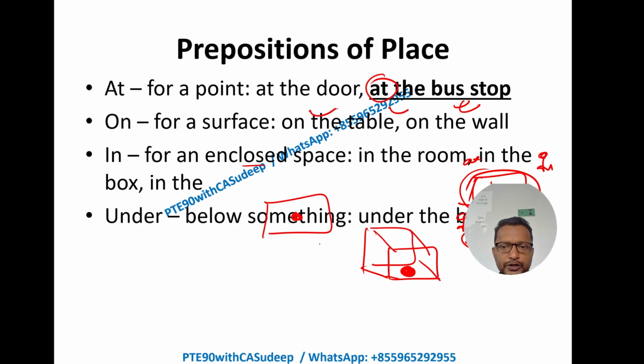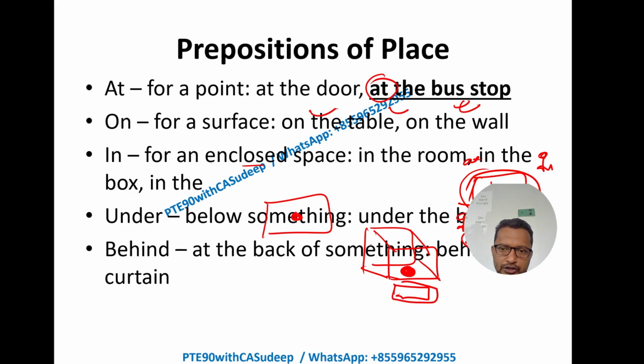And then under, below something, right? So if so, this is the box, and there is a book here, for example. Then the book is under the table or under the box, right? Behind. So if the book is here, then the book is behind the box. So this is the box, and it is behind, right?